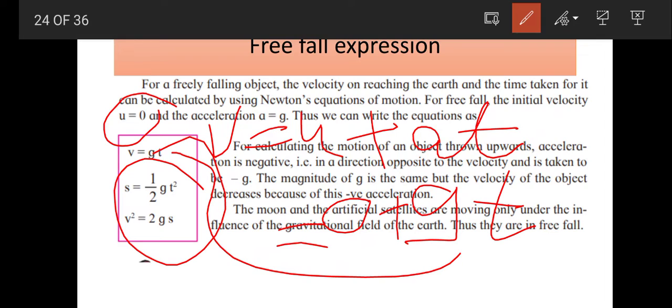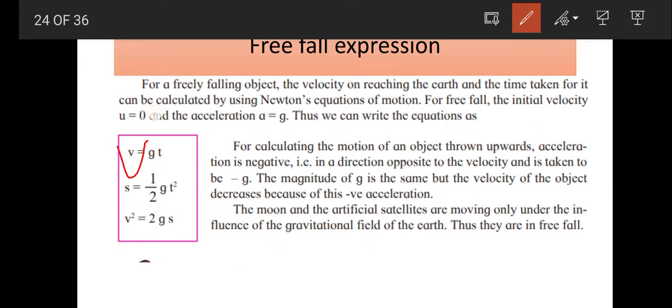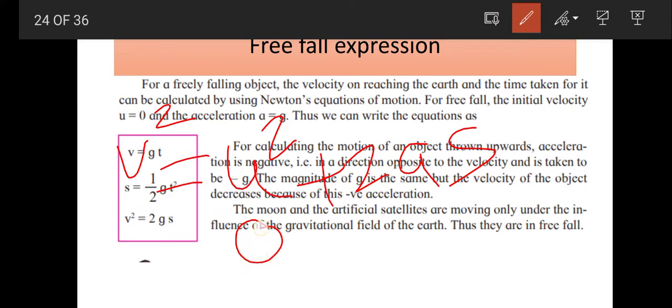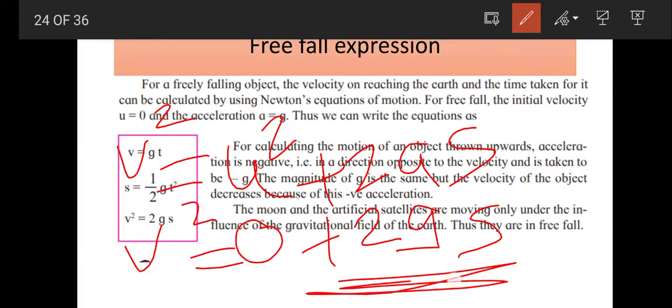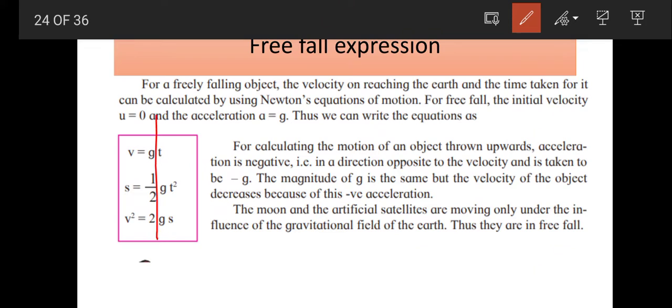And lastly v square is equal to twice gs. How? I will explain that one also. For example, v square is equal to u square plus twice as. Here the value of u is 0, so that becomes totally 0. 2 into a, the value of a is g, so that becomes g, and here it is s, so v square is equal to 0 plus twice gs, so it will be only twice gs, and thus we can apply free fall in these equations.